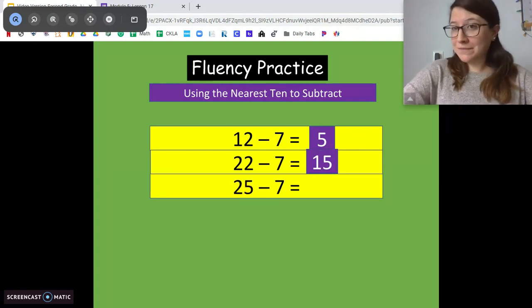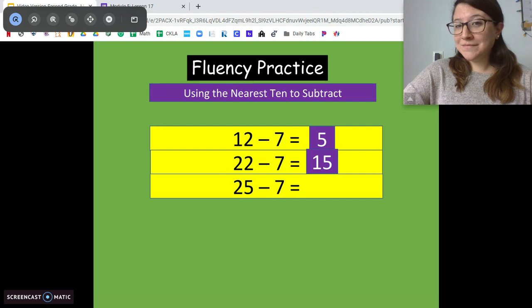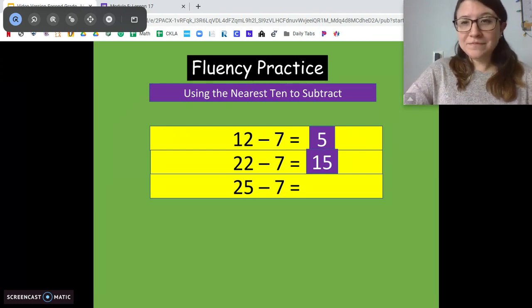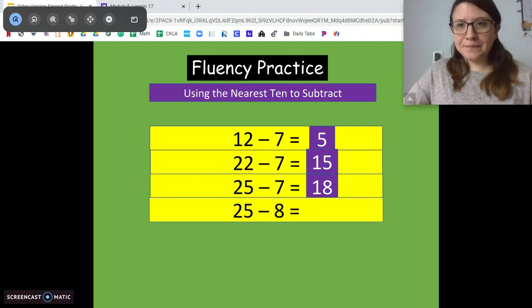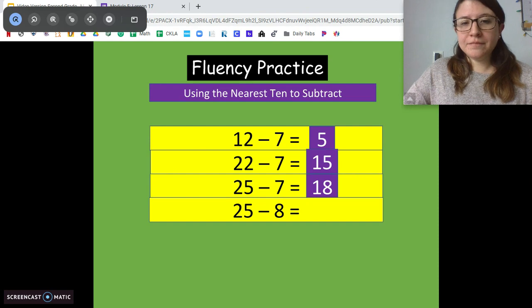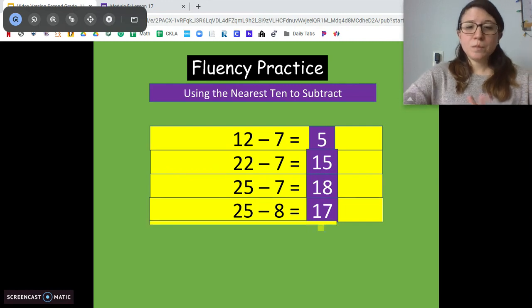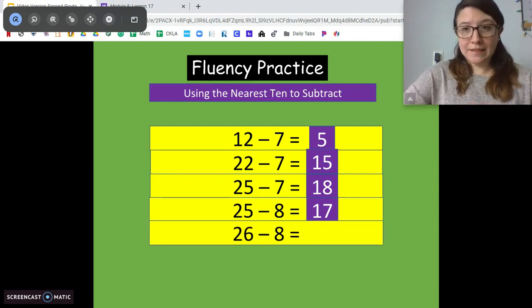25 minus 7. Give you a second for that one. Good. 25 minus 8. Again, look at the pattern. Good. 26 minus 8.